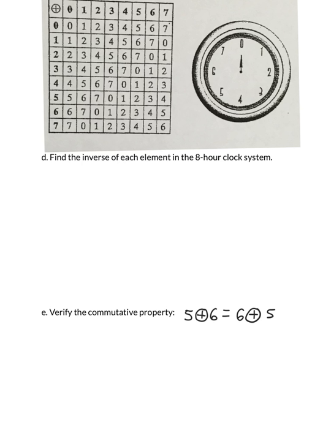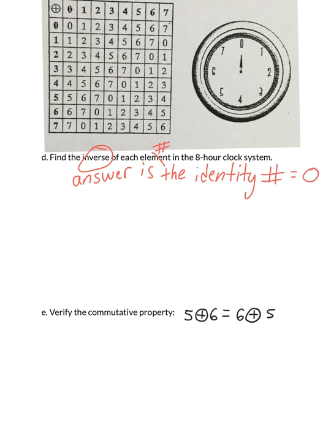Still the same exact question. Remember, this is a longer section, a longer question. So I just copied and pasted the same 8-hour clock on the top of the screen. We're on part D. It says to find the inverse of each element, in other words, each number, which I'll abbreviate with a hashtag, in the 8-hour clock system. Inverse means that your answer is the identity number. And we just said with addition that the identity number will always be 0.